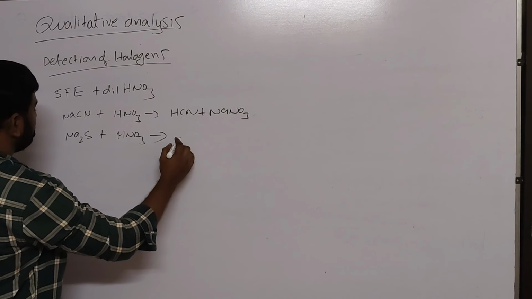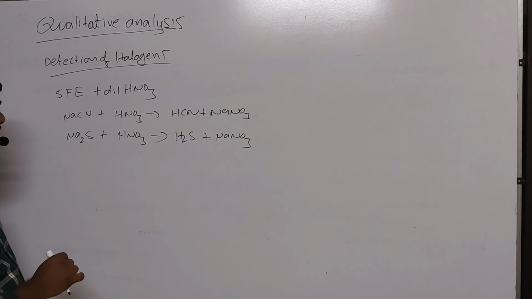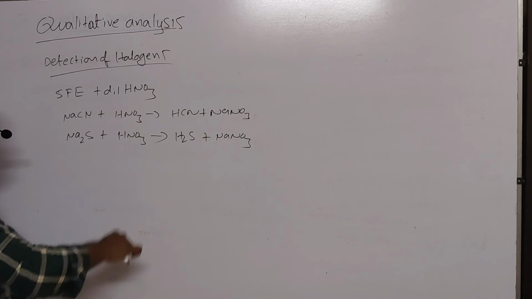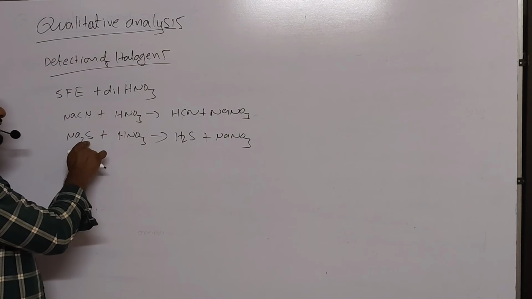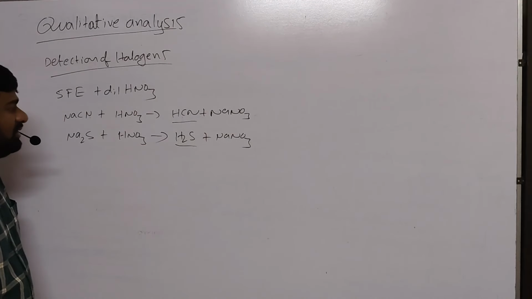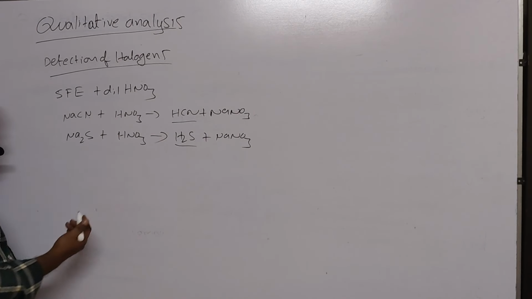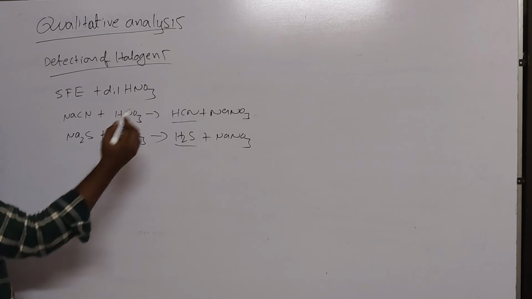Before going to test for halogens, we have to add dilute HNO3. Why? If a nitrogen component is present in the sodium fusion extract, NaCN will be formed, and that will interfere with the reactions of halogens. If sulfur is present, Na2S will also be present, and that will interfere too. So first you have to add HNO3, and the nitrogen impurity, NaCN, and sulfur impurity, Na2S, will be decomposed in the form of HCN and H2S. After removal of these two, we can test for the halogens.